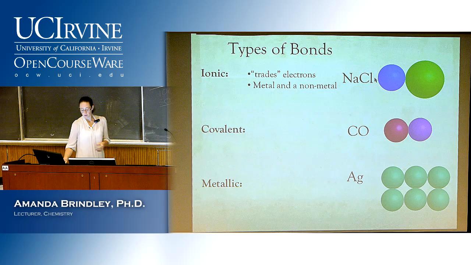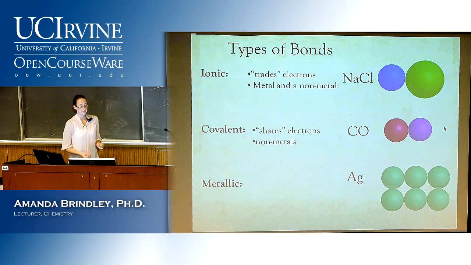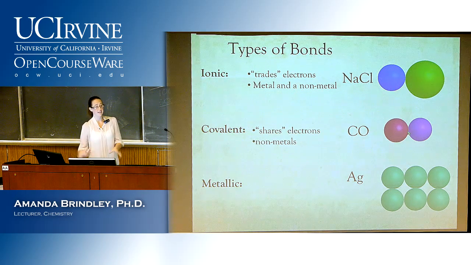Something that's covalent, on the other hand, is going to share the electrons. So something like carbon monoxide: carbon and oxygen both don't have quite enough electrons. If they share some of them, now they can each have what they need. And so they're kind of stuck together by the fact that they're sharing the electrons.